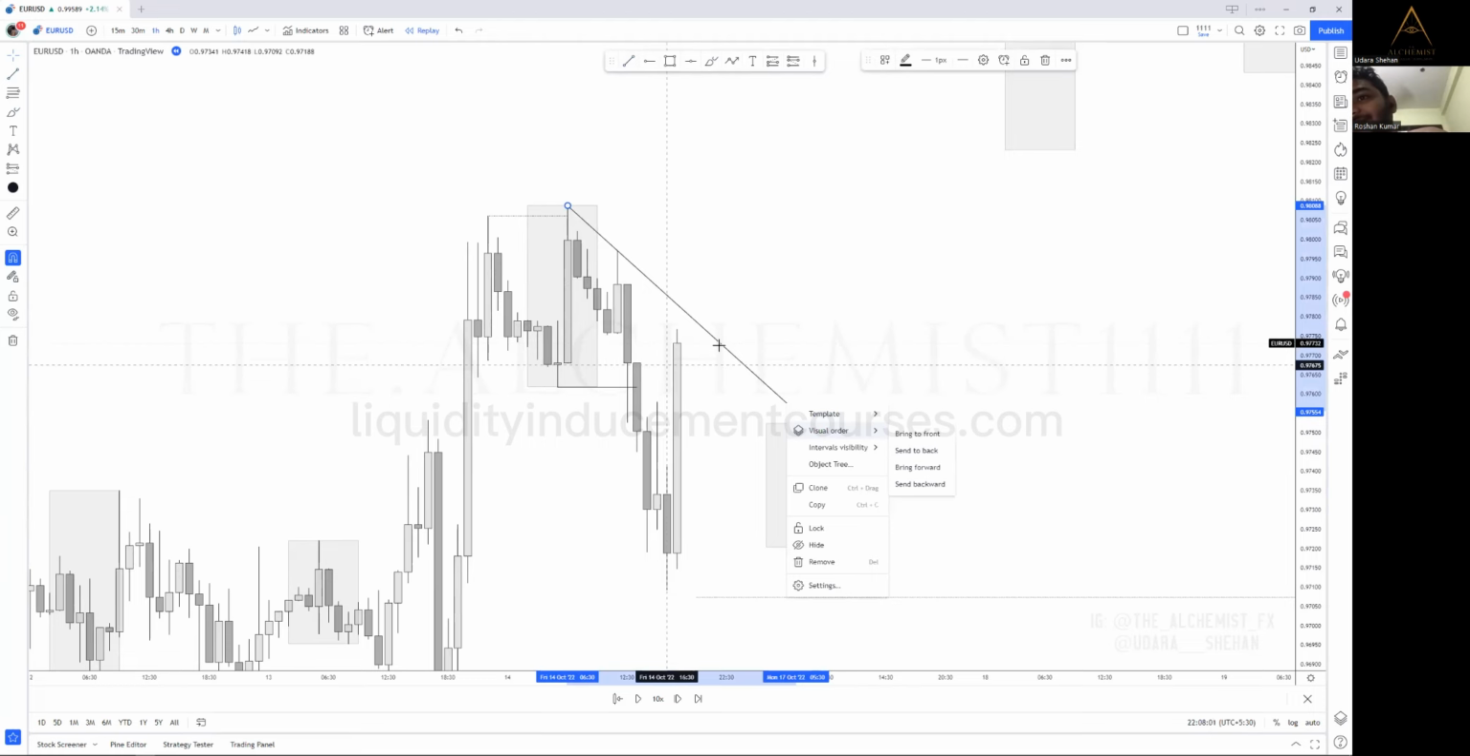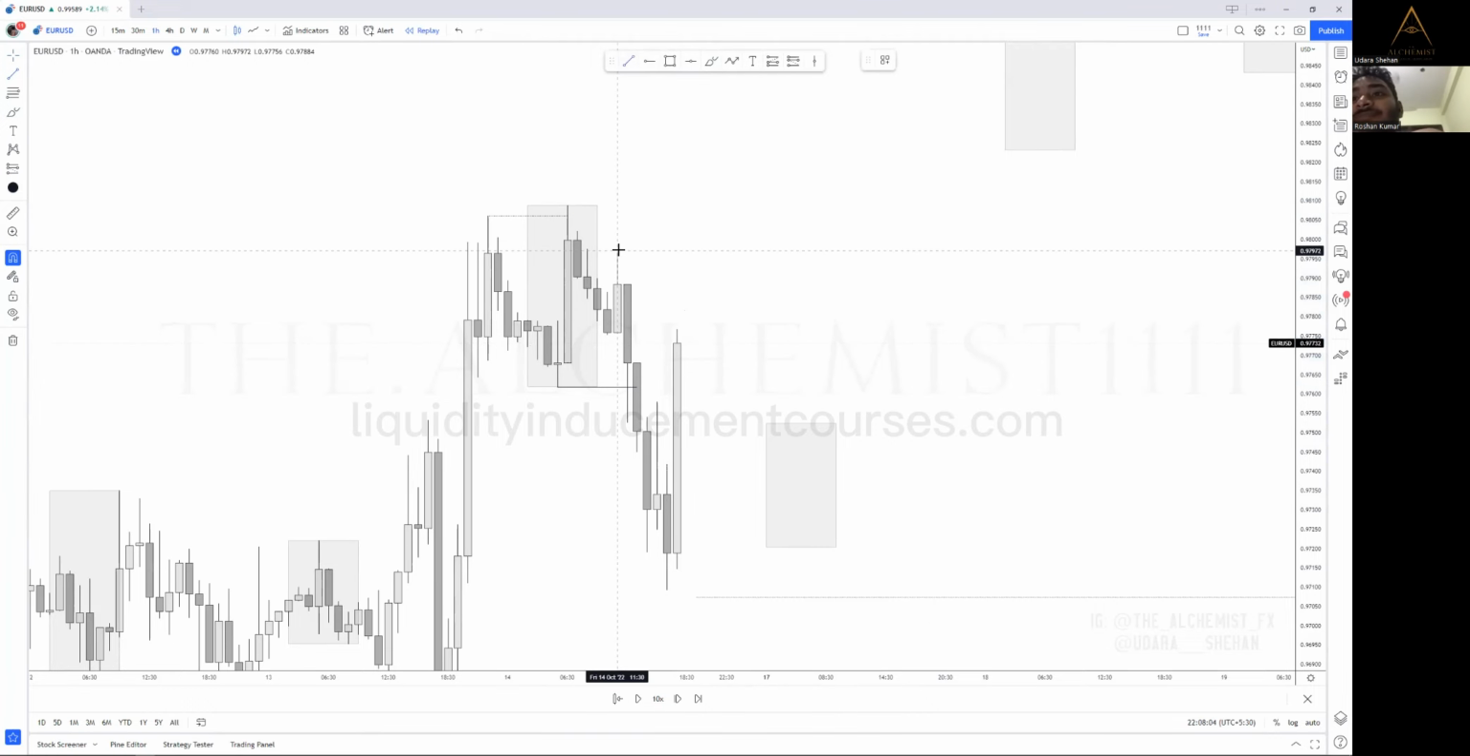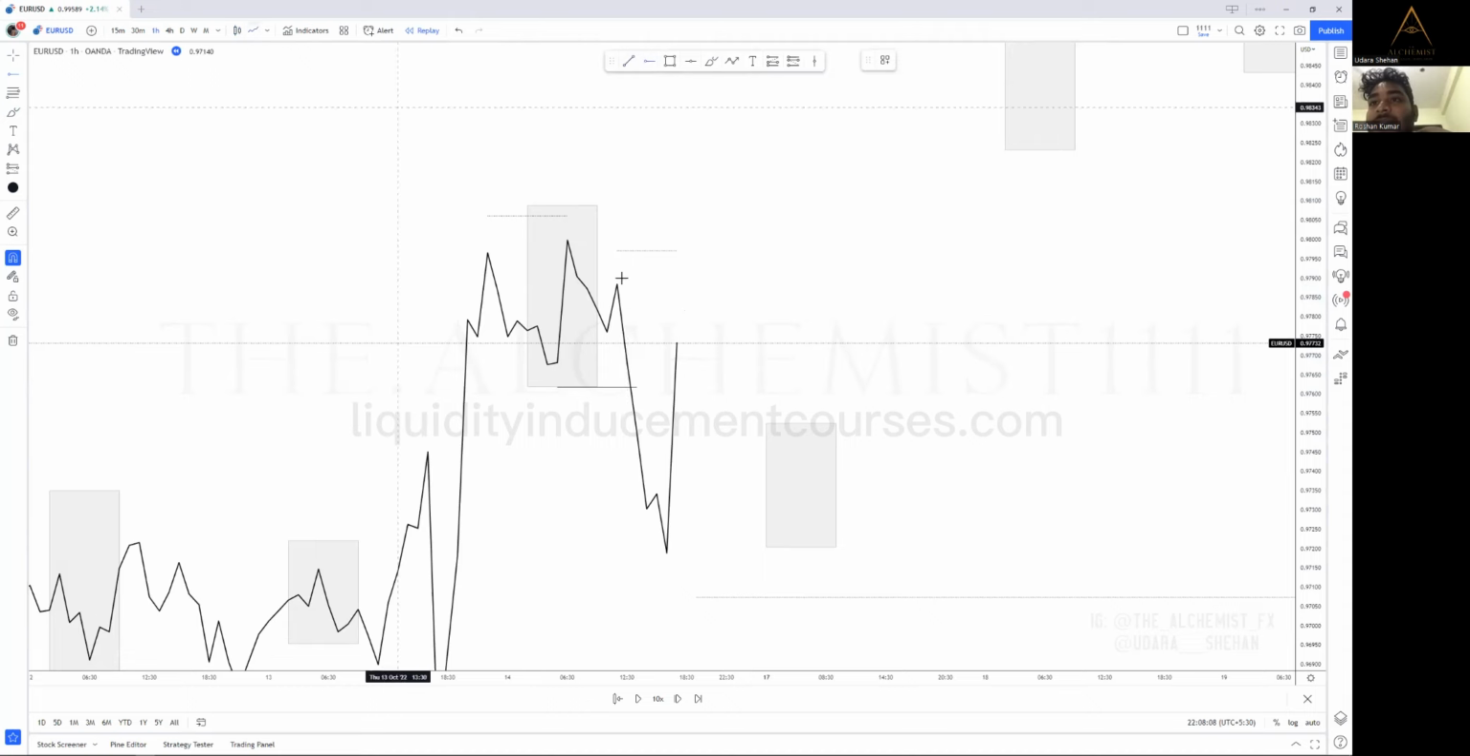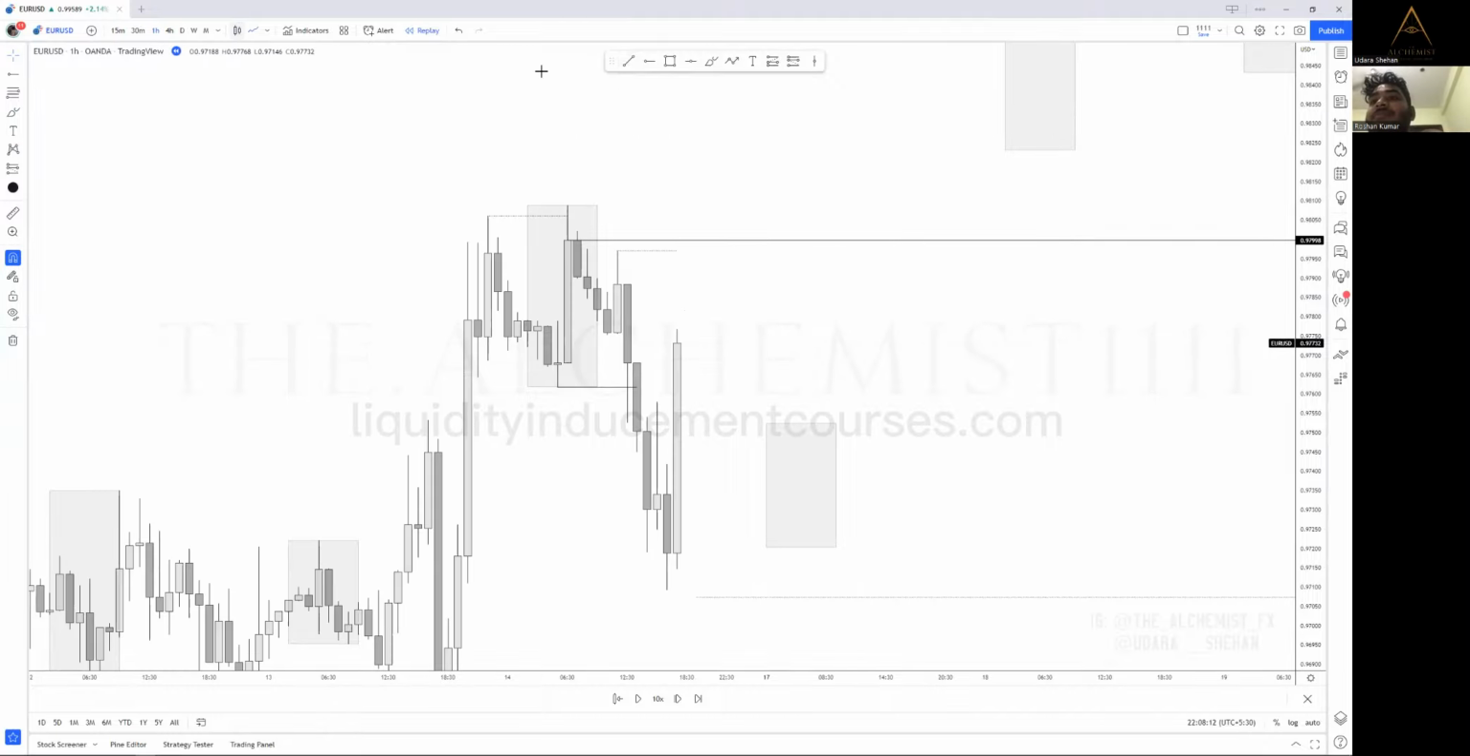Are we doing that? No. This is internal range liquidity. And what do we have above it? A resistance, a strong one. Why? Because it is on a strong high and it has some major liquidity sitting below it. So look at this.